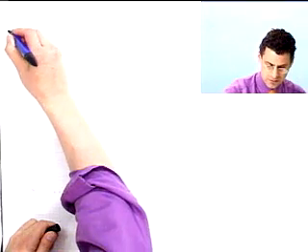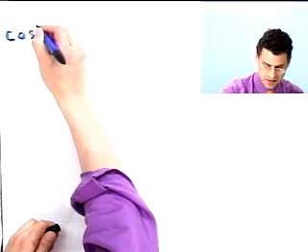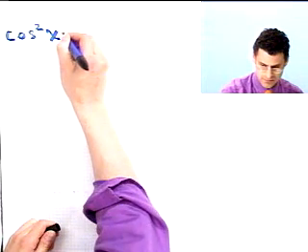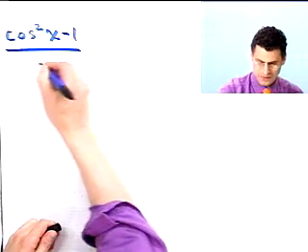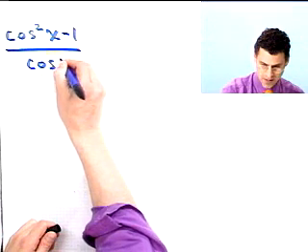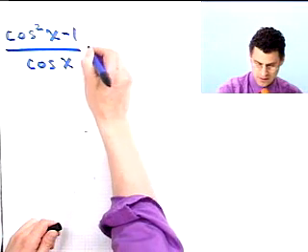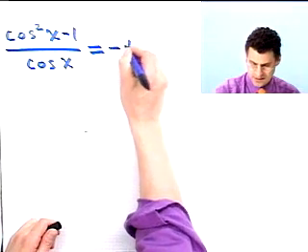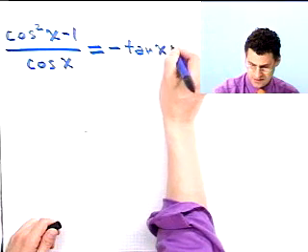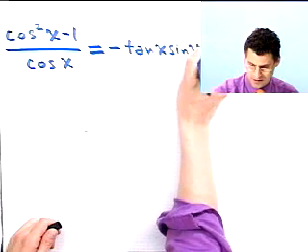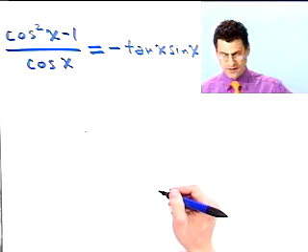Okay, so let's take a look at some more of these trig identities where we want to actually prove that the identity really holds. So let's take a look at this one. How about cosine squared x minus 1, all divided by cosine x, and that should equal minus tangent x times sine x. Let's see if we can prove that.